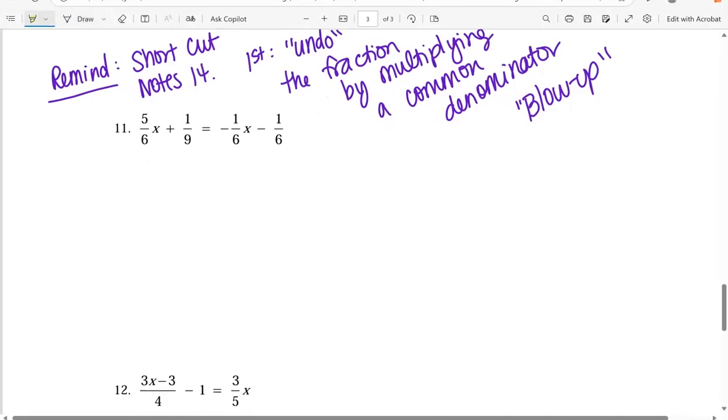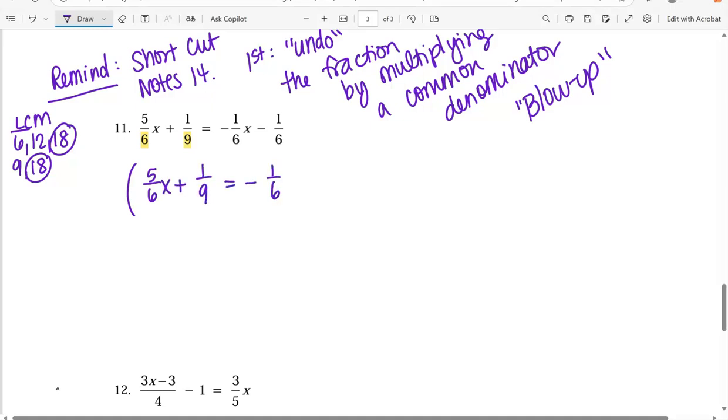So if I'm looking for a common denominator between 6 and 9, 6, 12, 18, I'm looking for a least common multiple. 9, 18, notice that 18 shows up on both lists. What that means is 18 would be a good blow up number. So the first thing I'm going to do is take my entire equation and multiply it times 18.